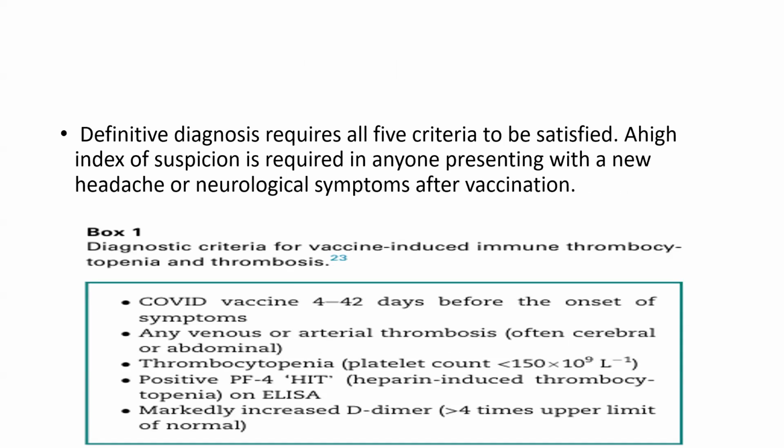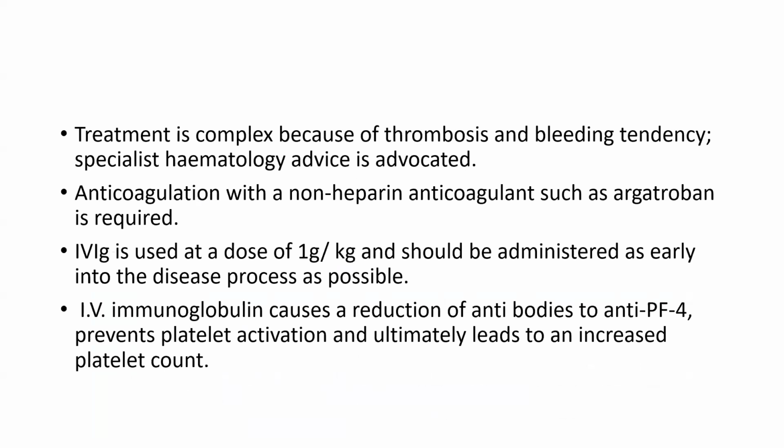Definitive diagnosis requires all 5 criteria to be satisfied, and high index of suspicion is required in anyone presenting with new headache and neurological symptom after vaccination. So the diagnostic criteria are COVID vaccine within 4 to 42 days before the onset of symptoms, any venous or arterial thrombosis, thrombocytopenia, that is platelet count of less than 150,000, positive platelet factor 4 on ELISA, and markedly increased D-dimer.